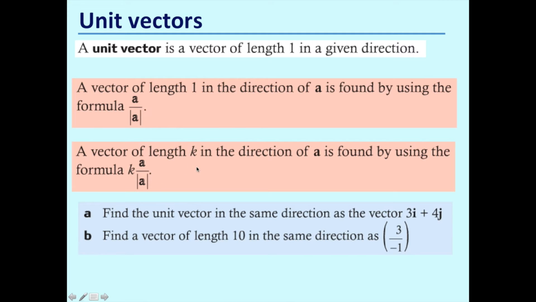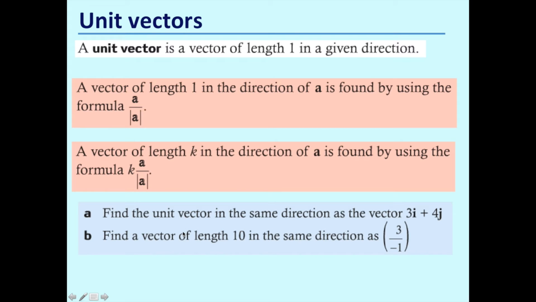Similarly here, we could be asked to find a vector of length k in the direction of A. This vector A will have some magnitude, and we know we can find that using Pythagoras. But suppose we wanted a vector in the same direction, but of a different length, k. Then we would use this formula, k multiplied by A over the modulus of A. In order to get your head around this, an example will really help.